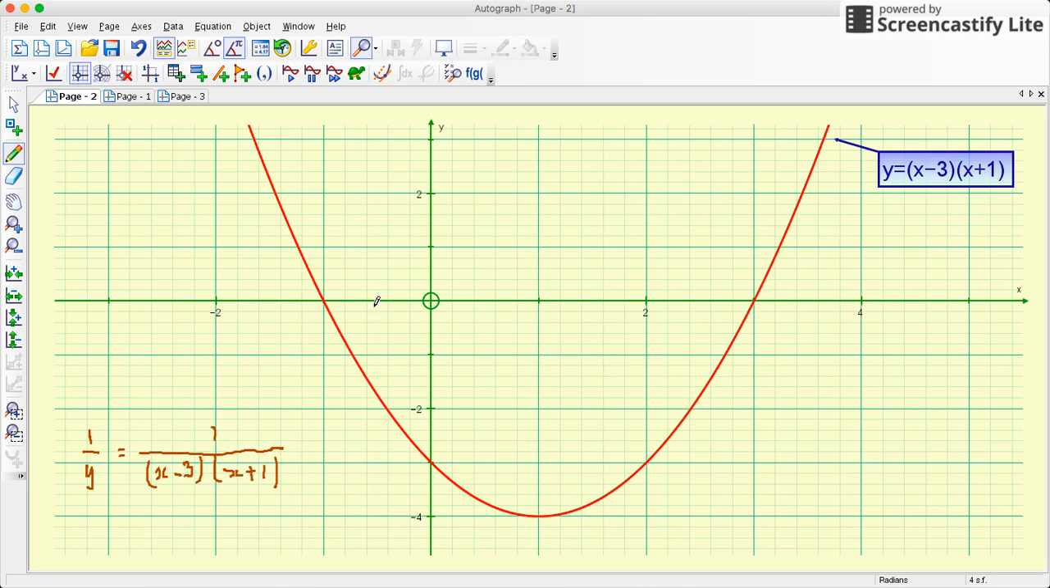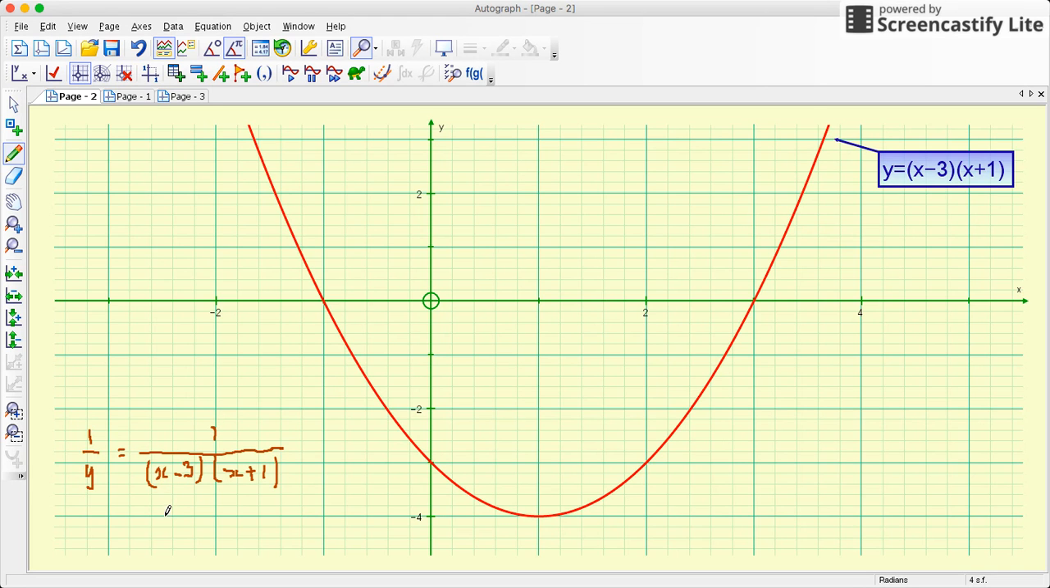In this video, I want to introduce the idea of the reciprocal function. So I've drawn a quadratic, y equals x minus 3, x plus 1. So I can see the roots are at 3 and at minus 1. So here's the reciprocal, which is 1 over y.